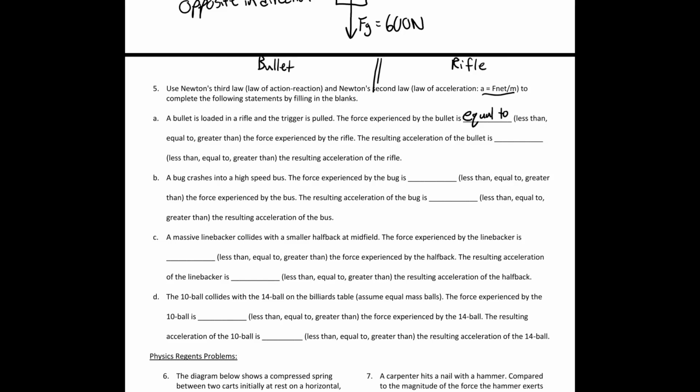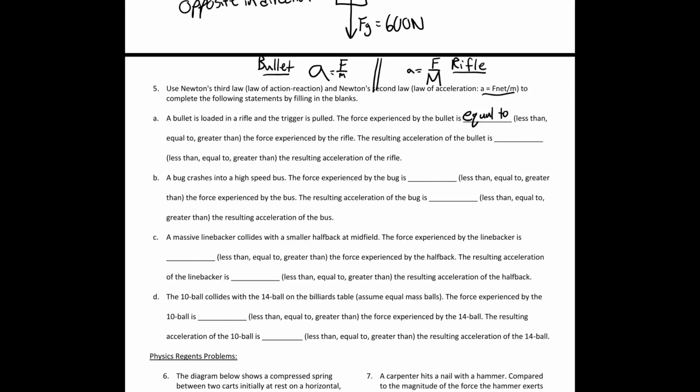Okay. So the forces for each are going to be equal. But the rifle is a lot more massive than this bullet. And if you know anything about fractions, the greater the number in the denominator, the smaller the acceleration is going to be. If it's a small number in the denominator, the acceleration will become greater. So the bullet accelerates more than the rifle does, even though the forces are equal, because they have different masses.